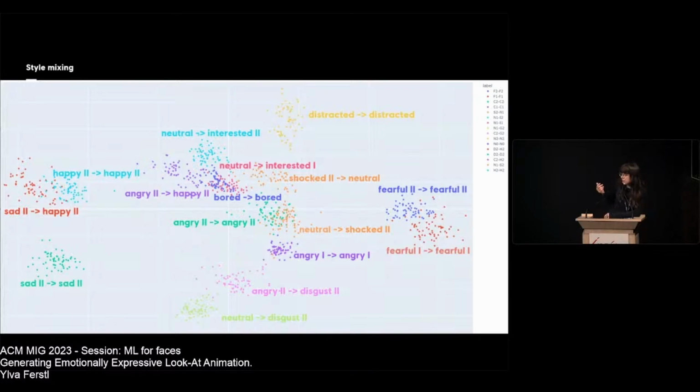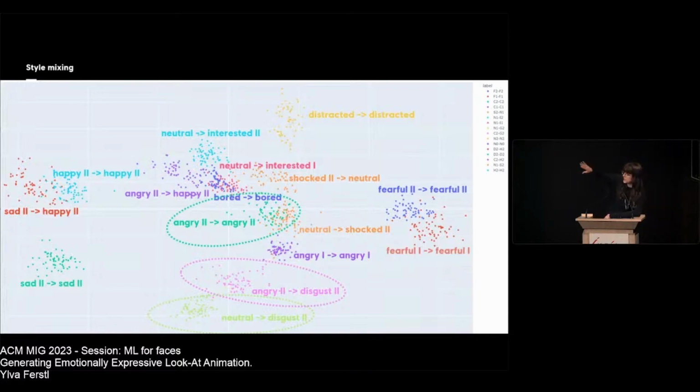And we can see that clips of the same style are clustered quite nicely, so they neighbor each other in the latent space. We can also see that examples of the same style but different intensity neighbor each other nicely in the latent space. So here, for example, the fearful level 2 and fearful level 1 are close to each other in the space. And finally, we can also see meaningful placement of clips containing multiple styles.